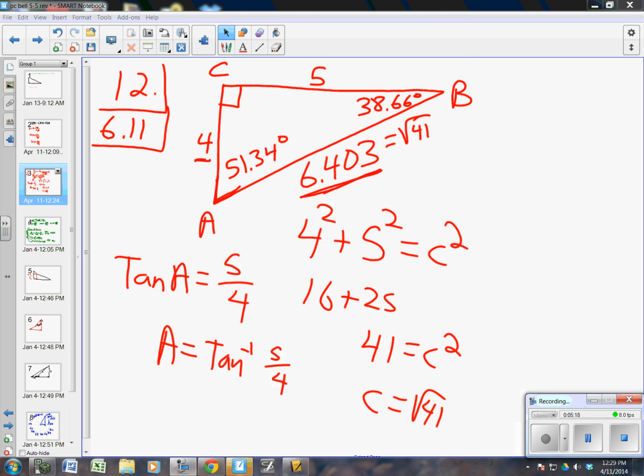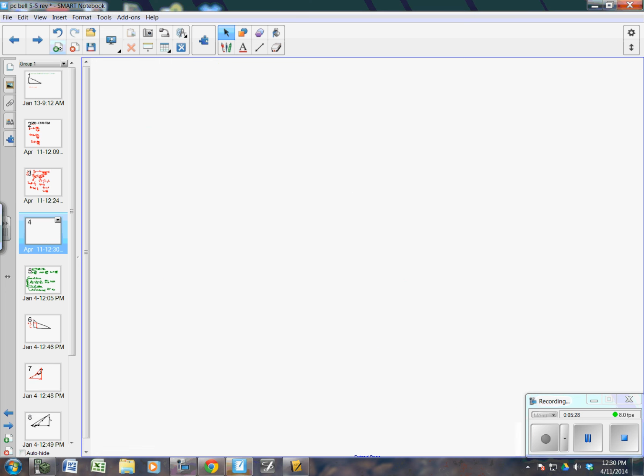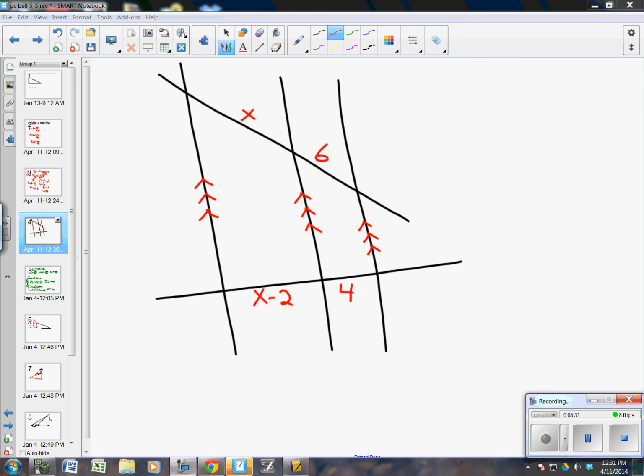Okay. Number 4 on which one? Number 4 on 6.11. Okay, on this one, we are supposed to set up a proportion and solve this. Well, there's a couple of proportions we could write. What's one proportion we could write?